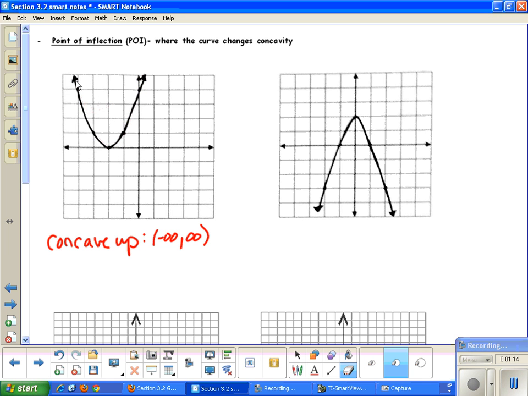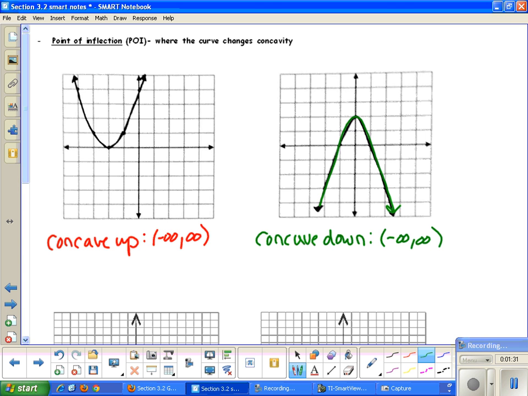Now, for the next one, it's easy to look at this too. Looking at the way this is bending, notice that it's bending downward, so this is called concave down. And the interval which is concave down is from -infinity to infinity. Again, these are not points, these are the intervals, and we're using the x values, just like when we do increasing, decreasing, and constant intervals.